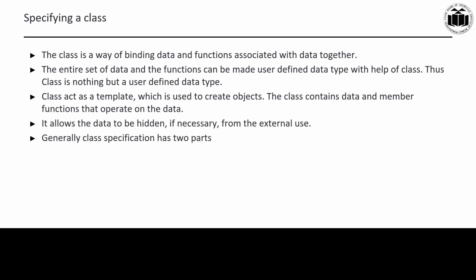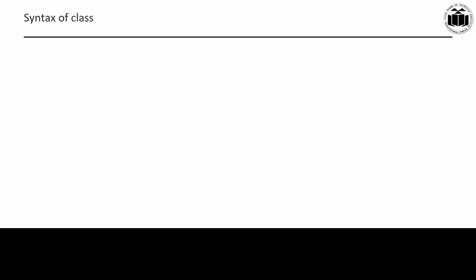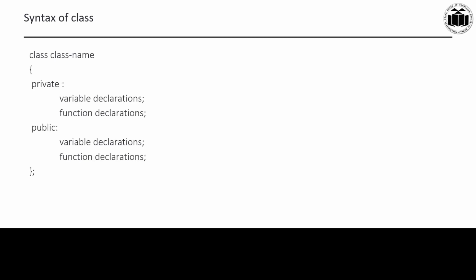Then next, generally the class specification has two parts, class declaration and class definition. Now we will see the syntax of class. The class syntax is class, class name, then access specifier private and public, then private variable declaration and function declaration. In public also we have variable declaration and function declaration.